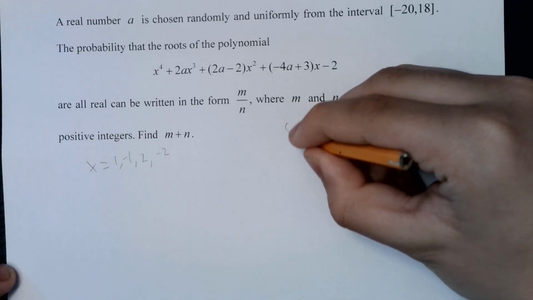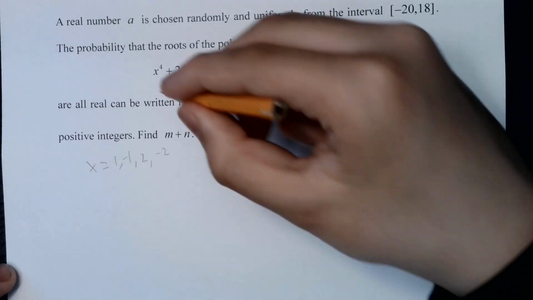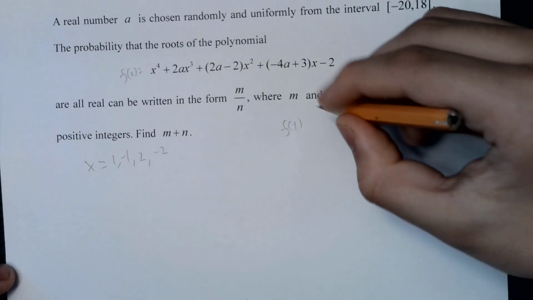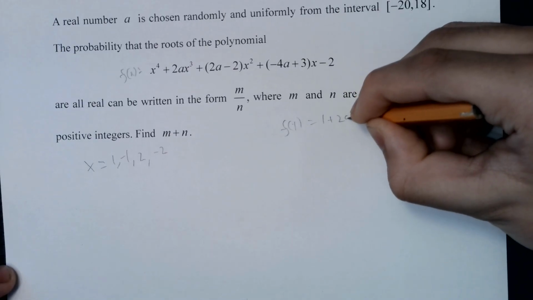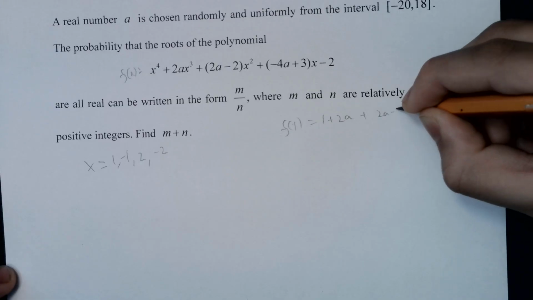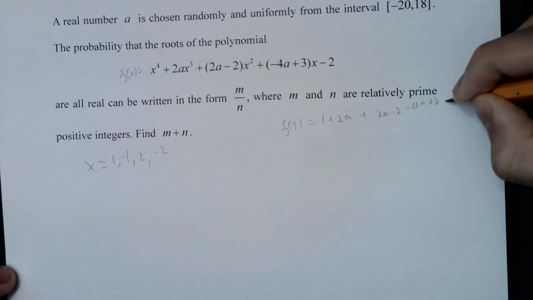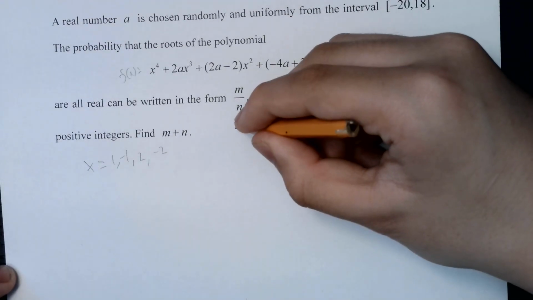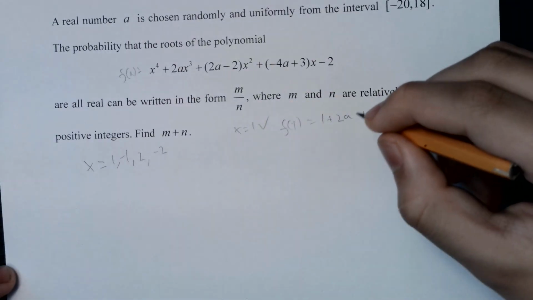So let's first look at f(1). If you plug 1 into f, which is a polynomial, f(x) is going to equal this. We see that this is going to be equal to 1 plus 2a plus 2a minus 2 minus 4a plus 3 minus 2. And this is going to be equal to 0. So this means that x equals 1 is correct, and we can use it.